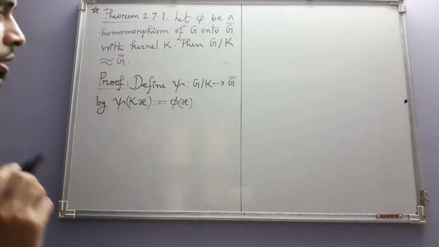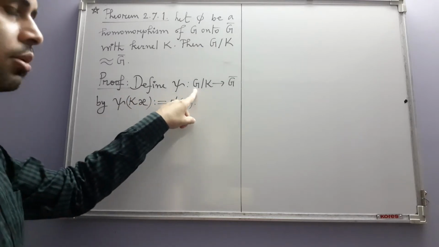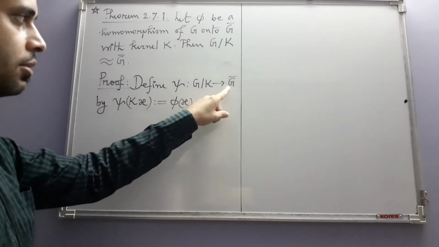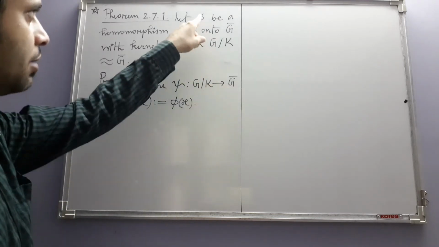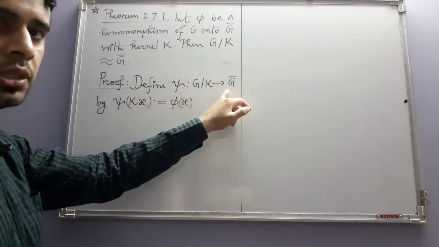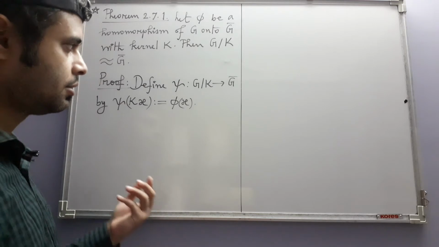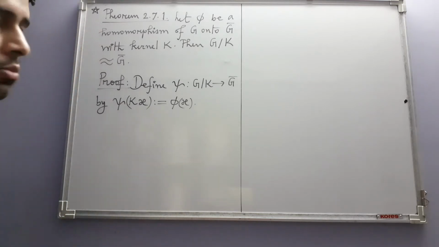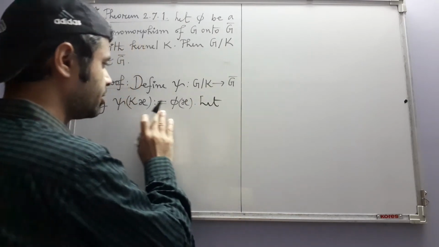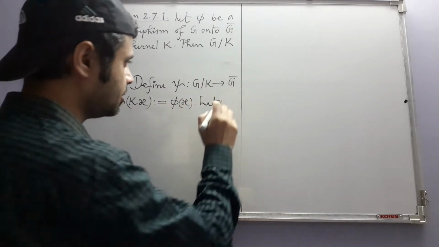Let us first see whether this makes sense. In this coset Kx, x has to come from G. On that, if we apply the map phi, then we are going to get an element of G bar because phi maps G onto G bar. So at least this is a function from G by K into G bar. We now have to verify that this function is in fact well defined, that equal inputs give us equal outputs. So we are not going to mention that this in fact is a function from G by K to G bar, that is understood.